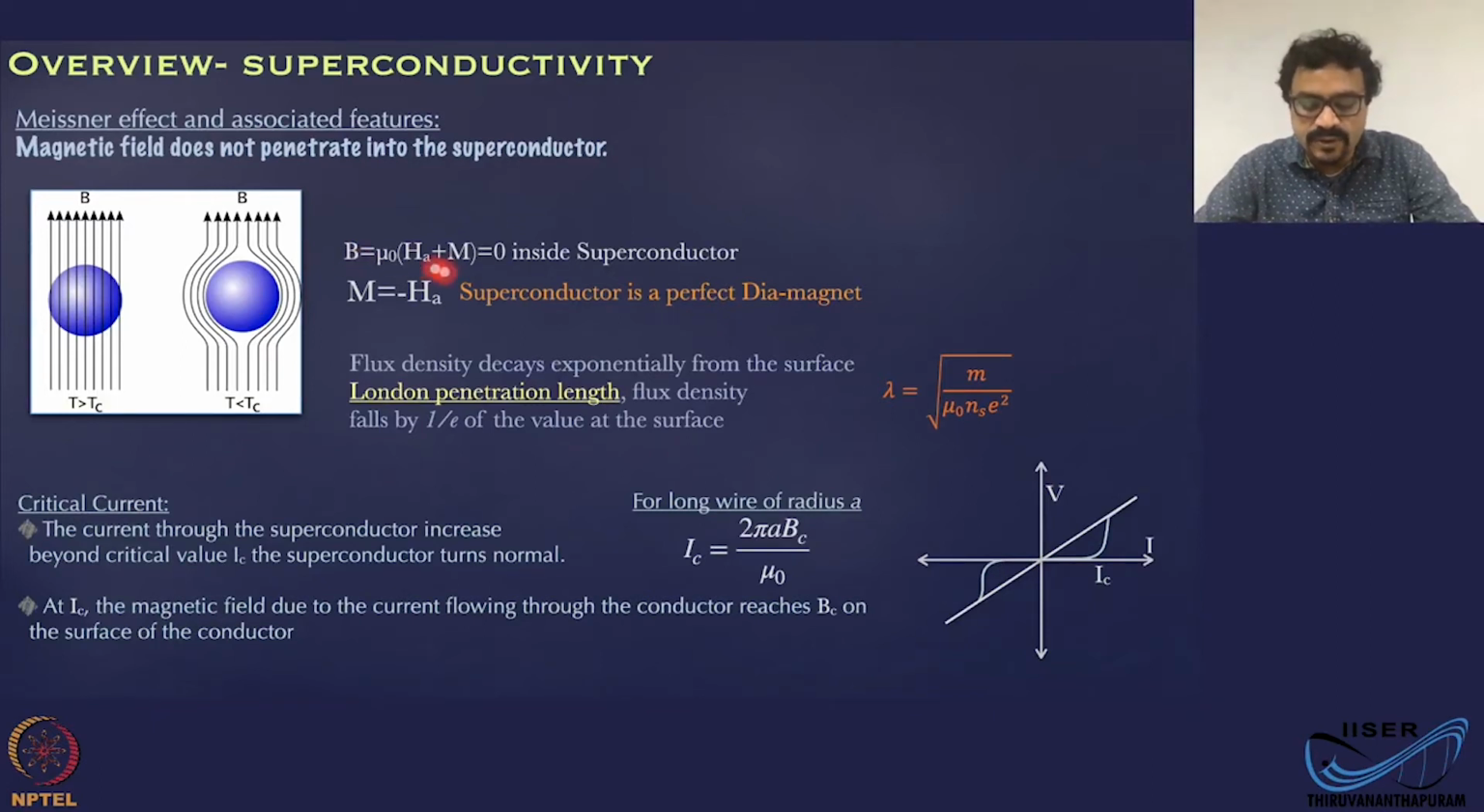So the total field inside is the applied field plus the magnetization, which is 0. What that means is a superconductor is a perfect diamagnetic material. That's what it means. Okay.